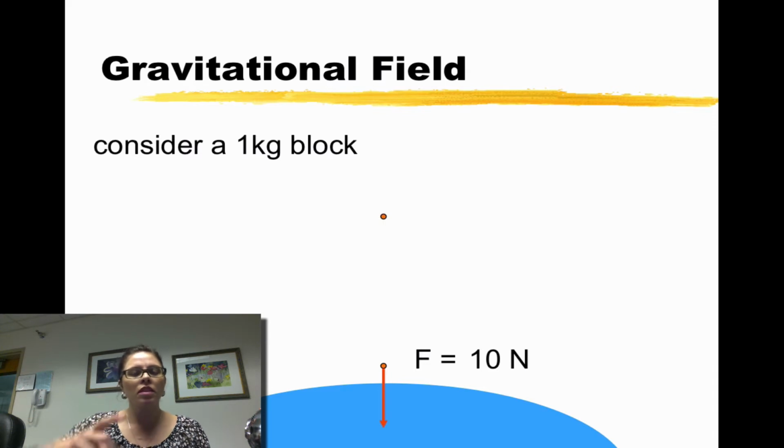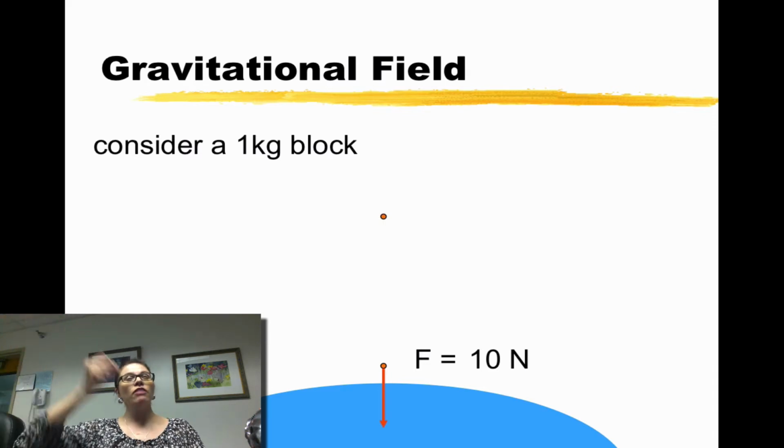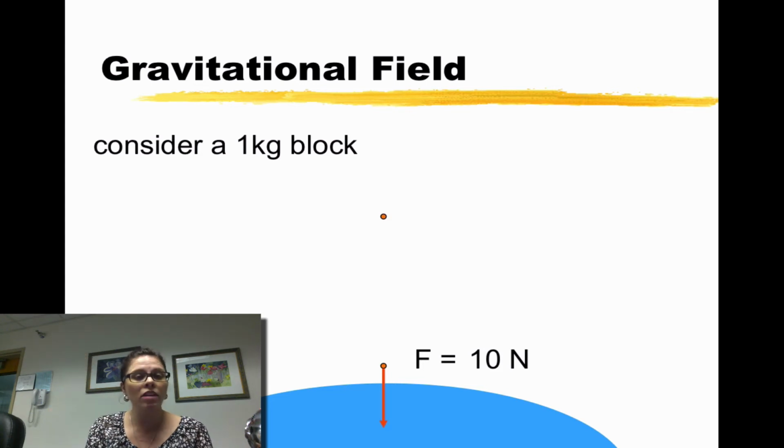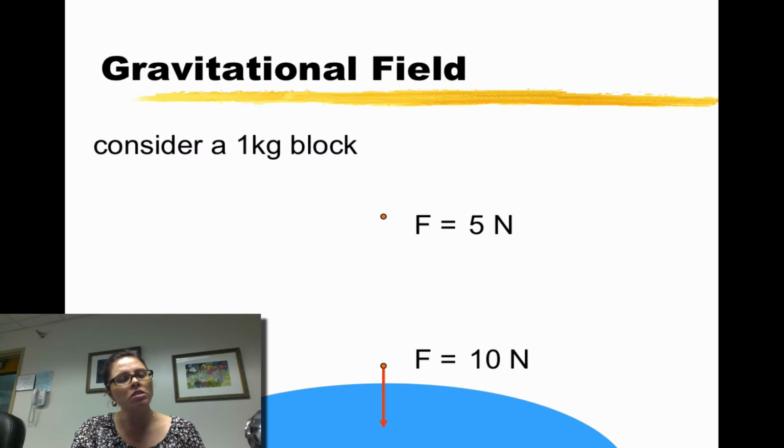Now if I pull that 1 kilogram block significantly far away from the Earth, the gravitational field strength by the Earth is going to get smaller and smaller and smaller as we get away from that Earth. So will the force now be 10 newtons again? It won't. It's going to be something smaller. So let's just say 5 newtons in this case.